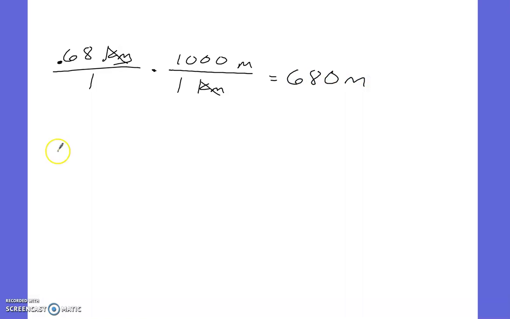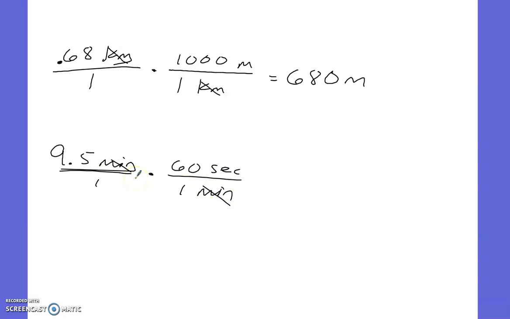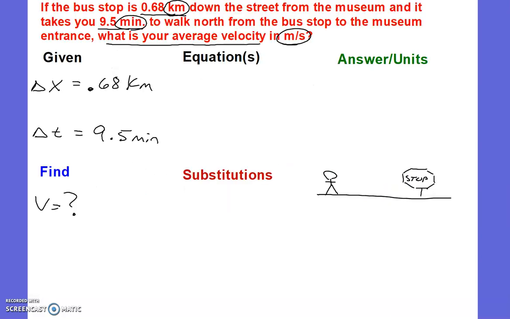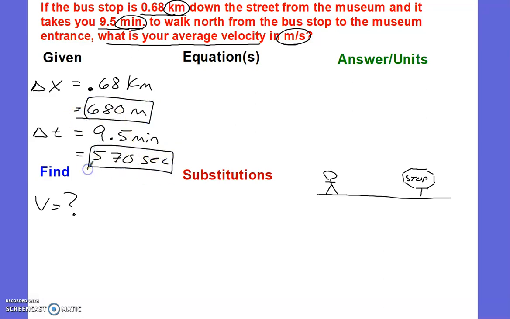Then to convert the time, we have 9.5 minutes. We want to convert that to seconds. We know that there's 60 seconds in a minute. We set it up so the minutes cancel out, and we get 570 seconds. So now we go back to our problem, and we write down those converted values. And those are the numbers we are going to use in our problem.